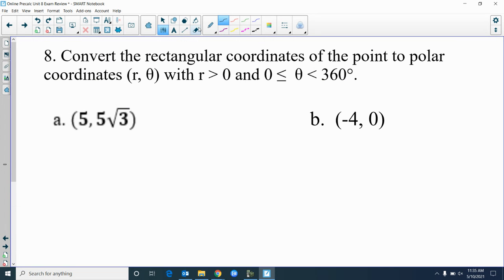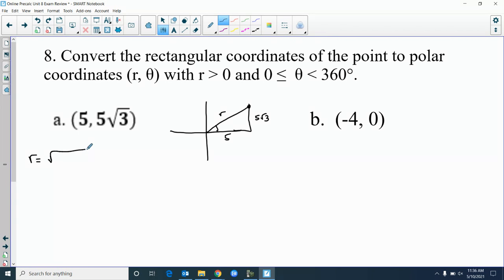All right, number 8. Now we're going the opposite direction. Convert rectangular coordinates to polar coordinates, r theta, with a positive r and a positive angle between 0 and 360. Now here, 5, 5 square root of 3. That's in quadrant 1. That means my x value is 5. 5 square root of 3 would be my y value if you think about a right triangle. That is my r value.